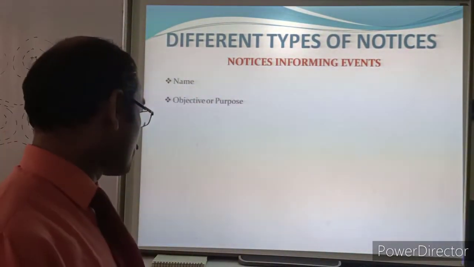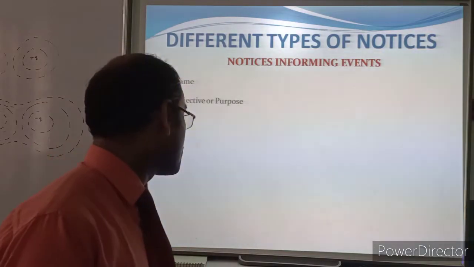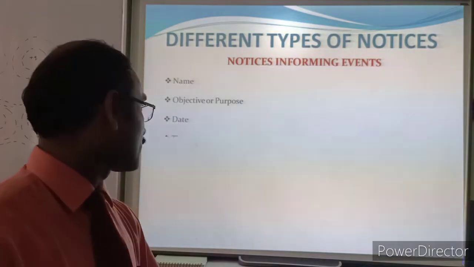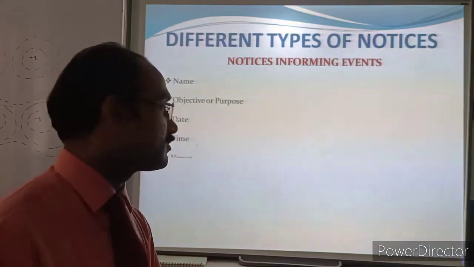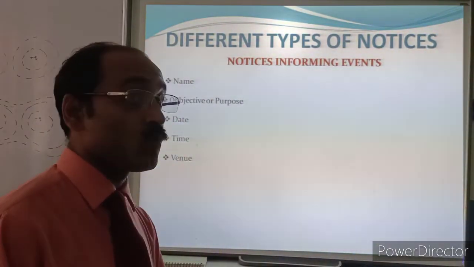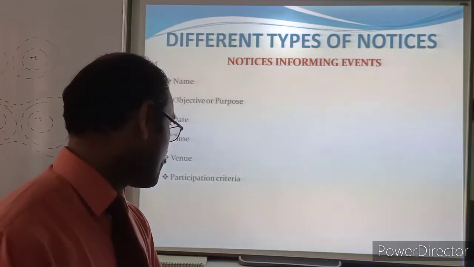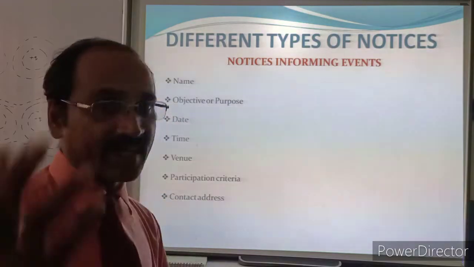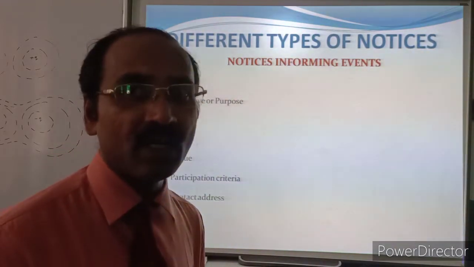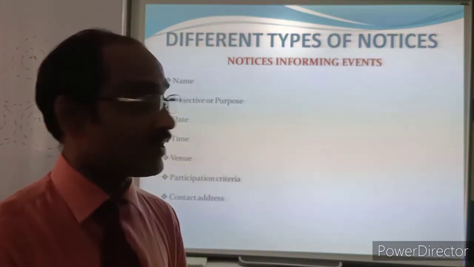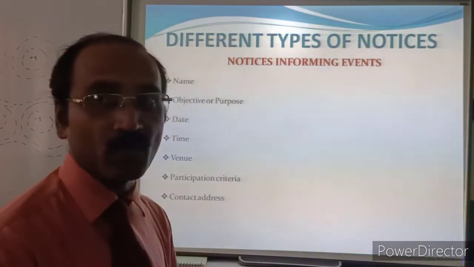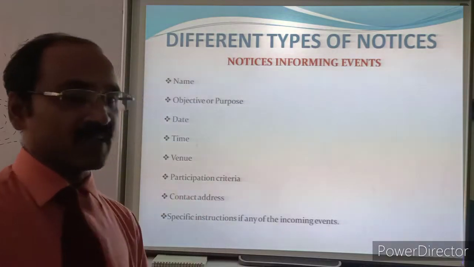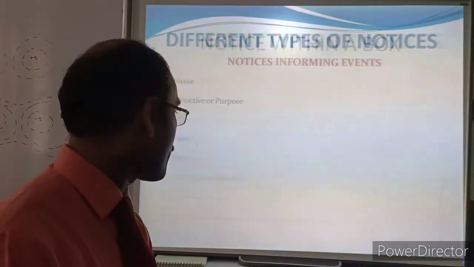In that also the same points will be there. What event, the objective and purpose of the notice. Then date. Then time: what time you will conduct the event. Venue: which place you are going to conduct. Participation criteria. And contact address. These are the points you have to remember when you are making a notice informing about events. Any specification, you also have to mention.